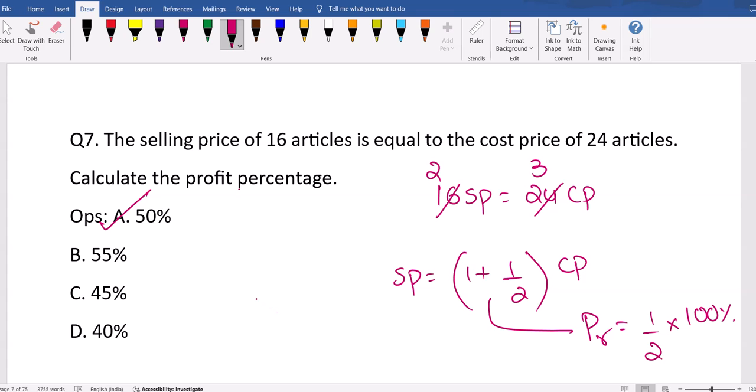3 by 2. I agree, selling price is 3 by 2 times of cost price. So from that we can map it like 50% profit. Perfect, dear.